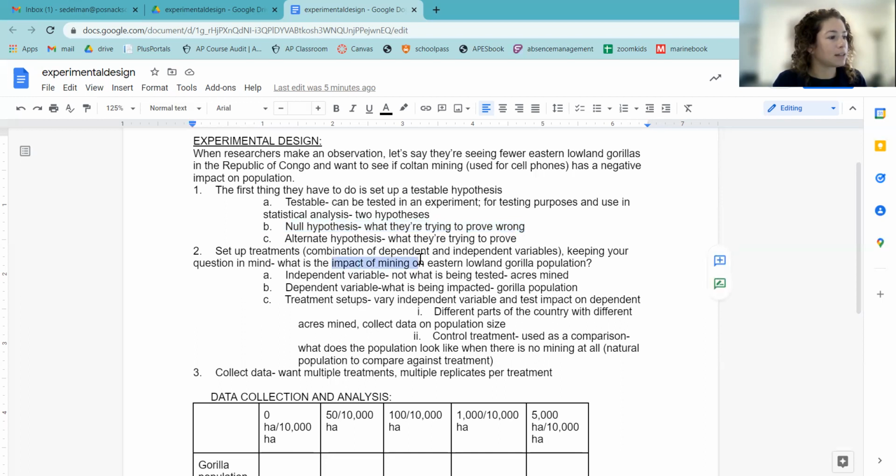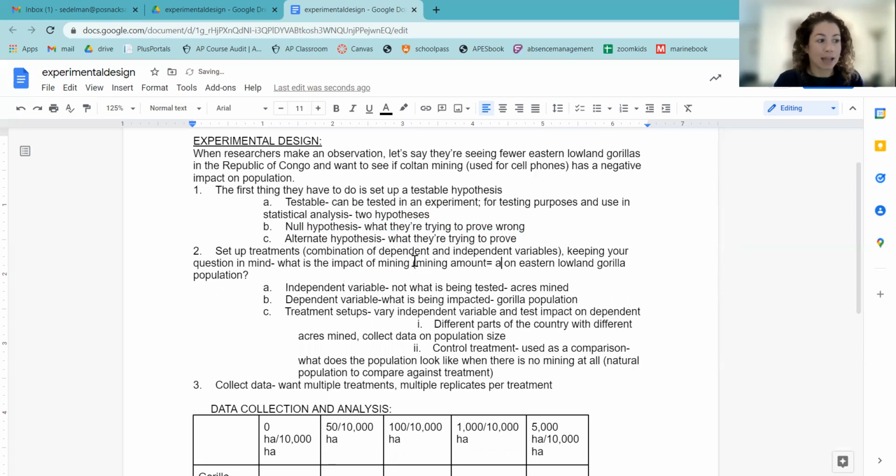So if we look at this, the impact of mining, so mining amount is going to be our X axis on a graph when eventually we do have data to collect. And this is going to be our independent variable. And so when you think about it that way, it always kind of falls together. The impact of X on Y, the impact of mining, which is your X, your independent variable, on Y, your eastern lowland gorilla population, which is going to be your Y axis when we eventually graph it, and our dependent variable.